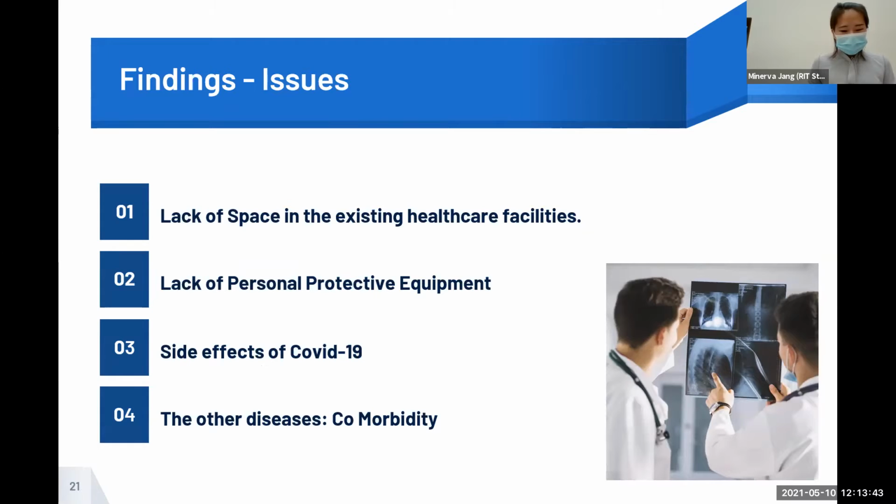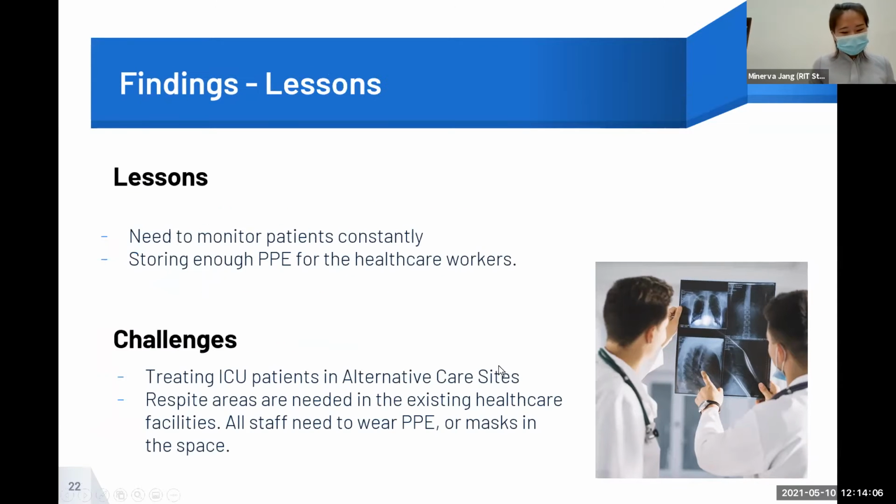For findings, doctors addressed some issues that they had during the peak of COVID-19. There was a lack of space in the existing healthcare facilities, so they utilized lobbies and hallways to take care of patients. There was a lack of personal protective equipment. The doctors found COVID-19 patients have lots of side effects, which are hypercoagulation, blood clots, stroke, and others. Also, most COVID-19 patients who originally have other diseases find it hard to survive.